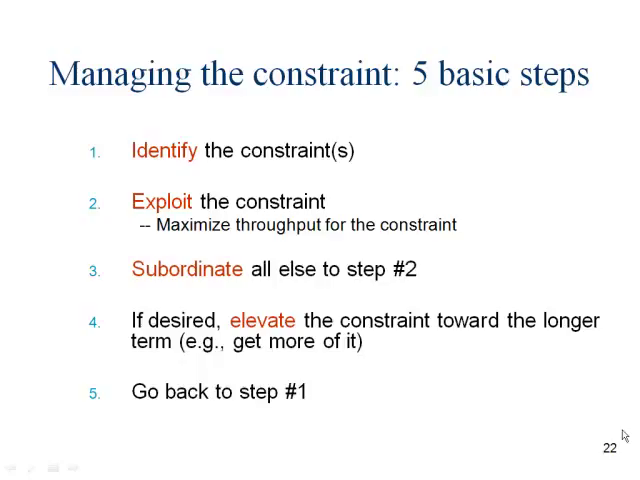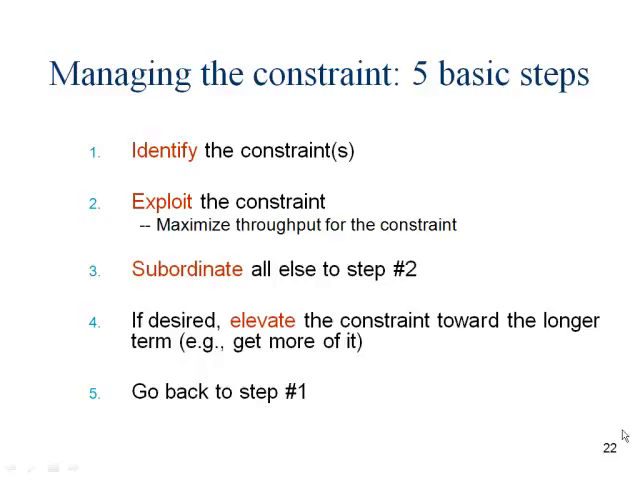Third, subordinate all else to step 2. Now this is a very important idea here. The argument is if we're worried about managing process capacity and throughput, then we need to focus our attention on the constraint, not the other extraneous areas. If desired, if we want to elevate the process capacity, then we need to elevate the constraint, i.e. get more of it. Now, if we add more capacity to a constraint, then that implies something else is going to pop up. So we have to go back to step one and identify the constraints again.